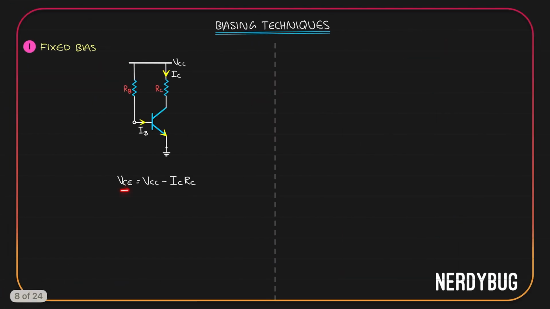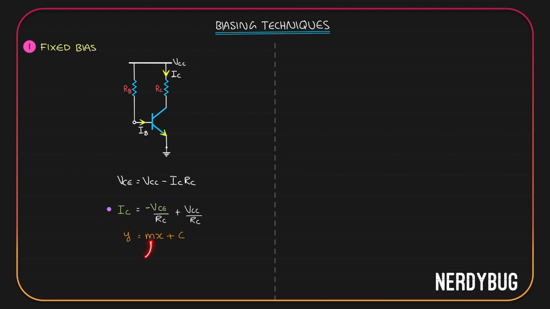We got VCE is VCC minus ICRC. I want to plot a graph of IC versus VCE. For that, I will write this equation this way. IC is minus VCE by RC plus VCC by RC. I can see this is a linear equation. Let us compare it with the equation of a straight line. I'll take IC on the y-axis and VCE on the x-axis.